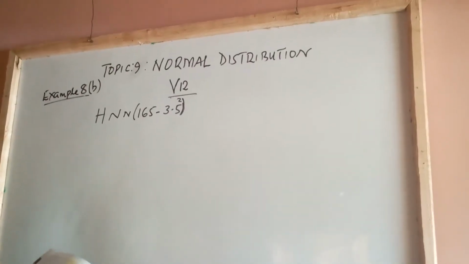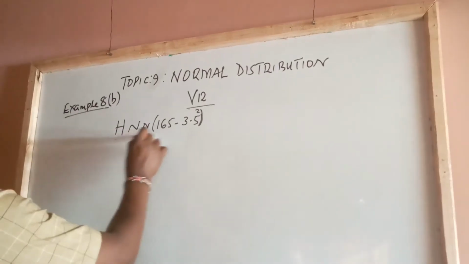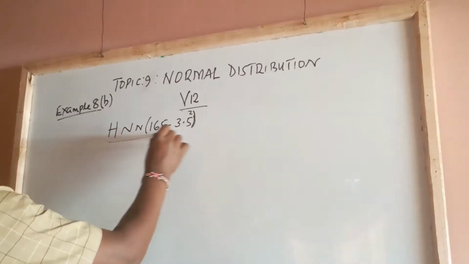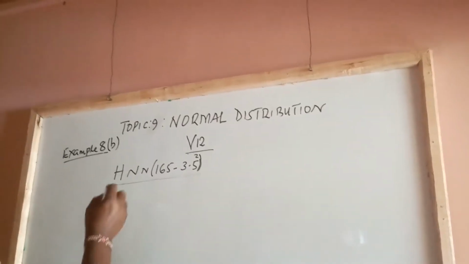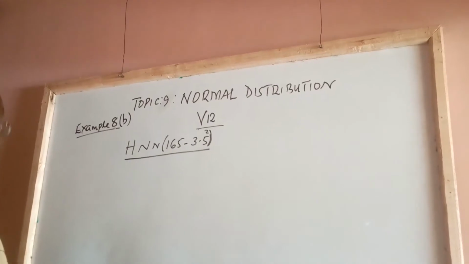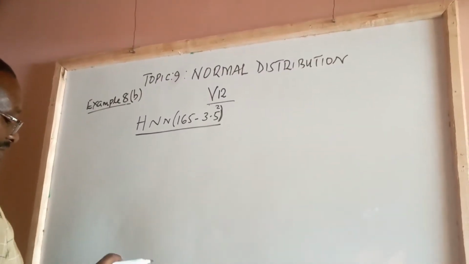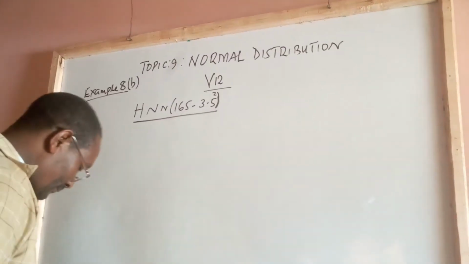Our continuation of example 8. We are now in part B, and we still have this information: the height is distributed with a mean of 165 and a standard deviation of 3.5.